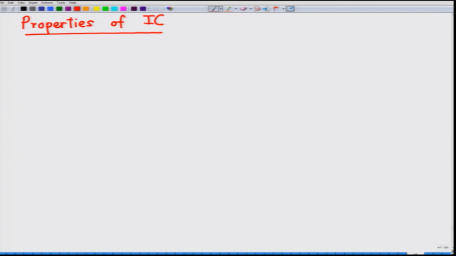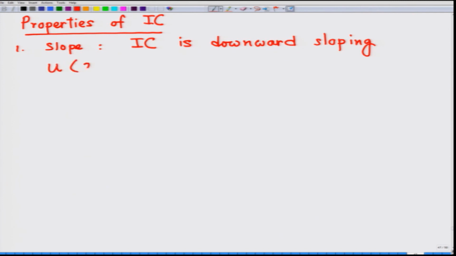Let us first talk about the slope property. An IC is downward sloping in general cases. How can we prove that? Let us start with a utility function defined over two commodities x1 and x2, and let us assume that for the indifference curve we set the value at u naught. So, this becomes a constant.